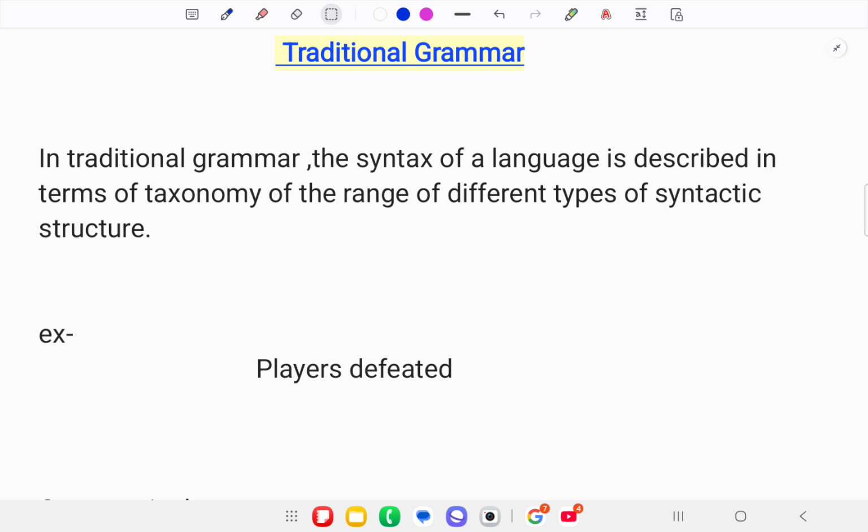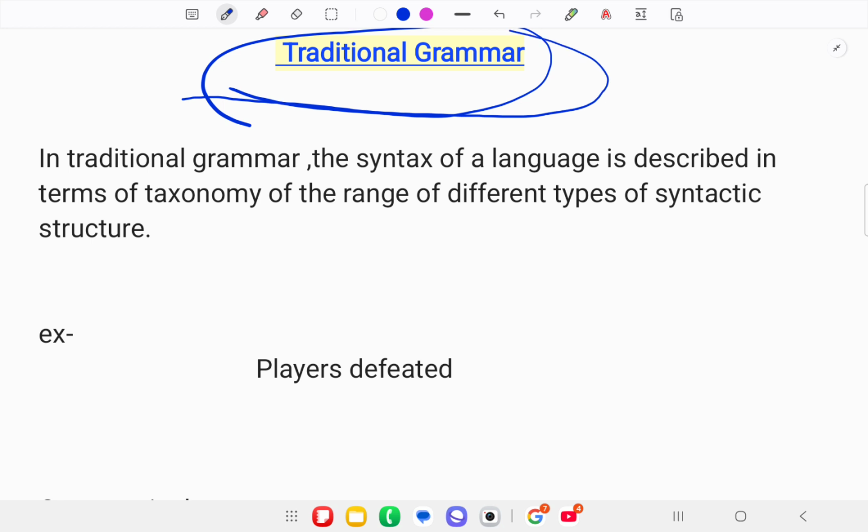Dear friends, in this lecture we have a discussion on one of the important topics of linguistics, which is known to be the traditional grammar. Dear friends, when I talk about the traditional grammar, we get confused because in my previous lecture I had a discussion on the universal grammar. So, this makes us confused about what the differences are between the traditional grammar and the universal grammar.